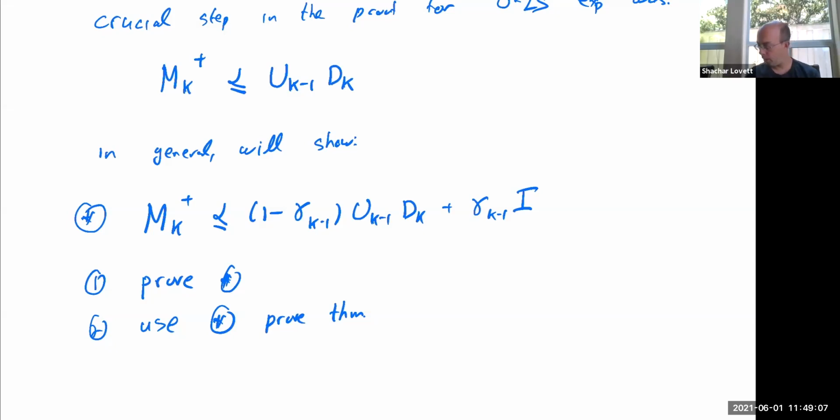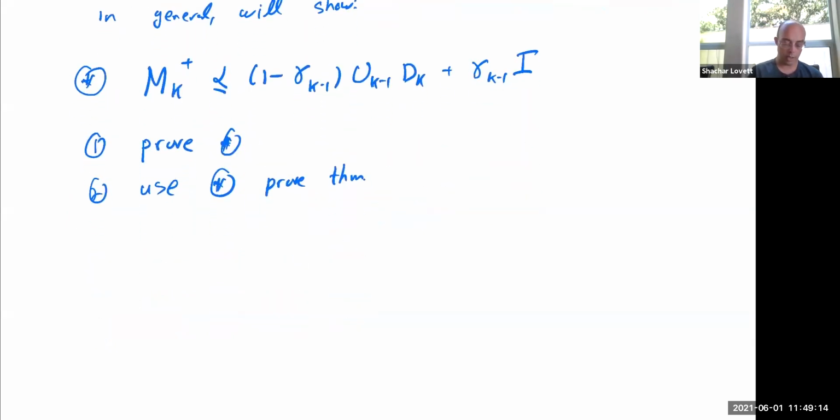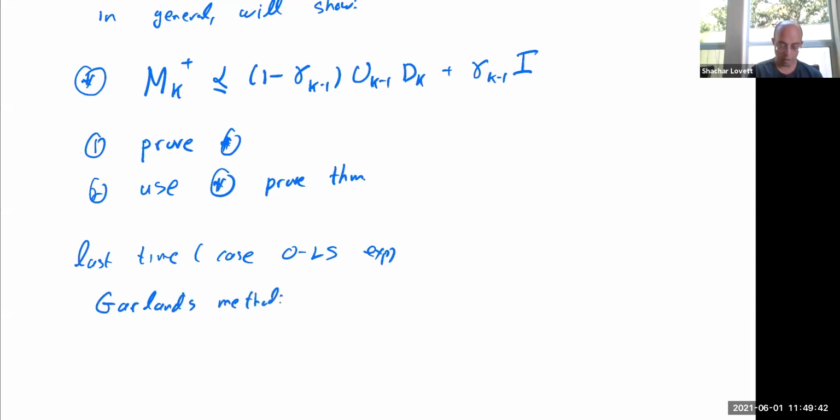Okay. So let's start by proving that. What did we do last time? By last time I mean when we analyzed the case of zero local spectral expanders. We said, how can we use M_k^+? Well, we're going to use Garland's method. Last time we used one of the versions of Garland's method.